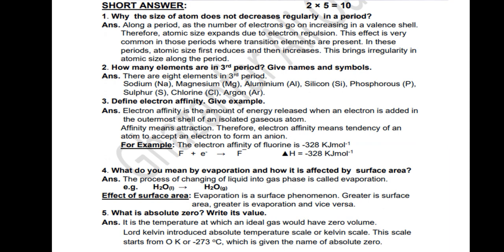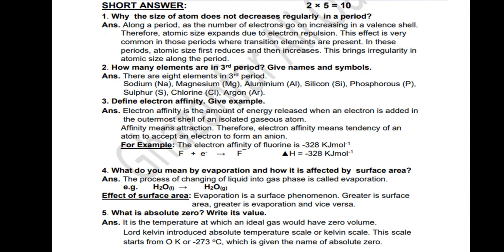What is absolute zero? Write its value. Absolute zero is equal to minus 273 degrees centigrade or 0 Kelvin, and at that temperature the ideal gas would have zero volume, because here the intermolecular forces due to this temperature are changing. Lord Kelvin introduced this scale, that is called the Kelvin scale, and its value is minus 273 degrees centigrade or 0 Kelvin. Both values can be written in the paper.